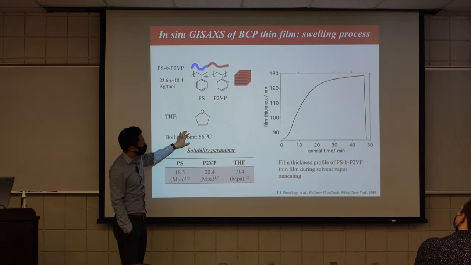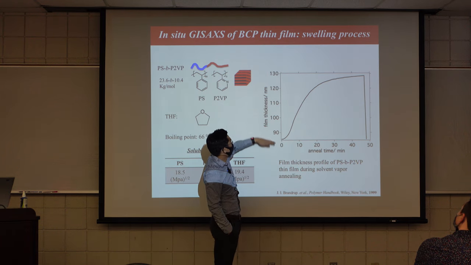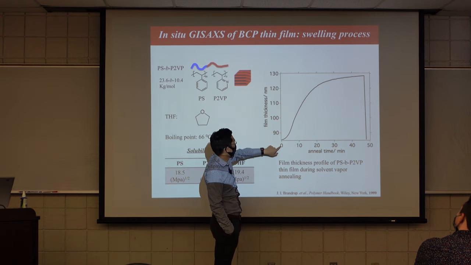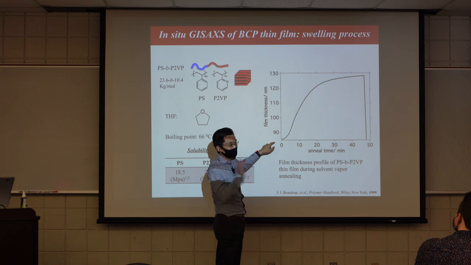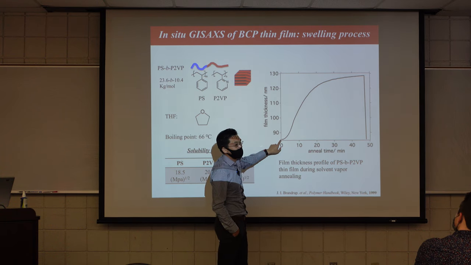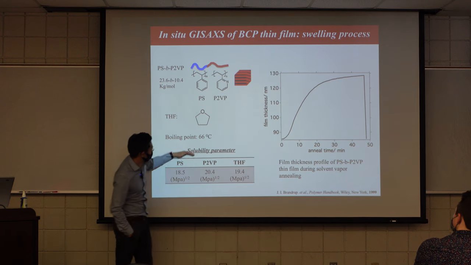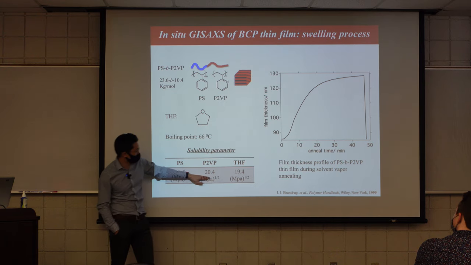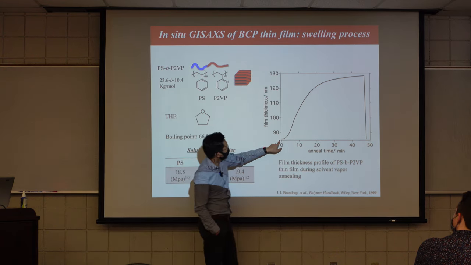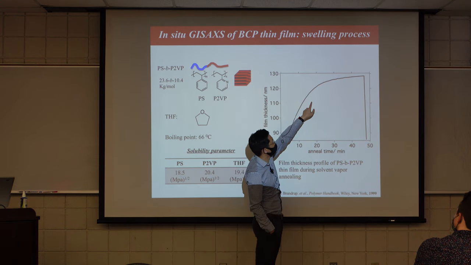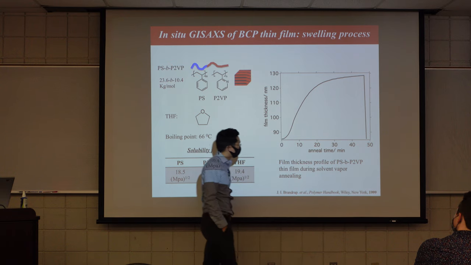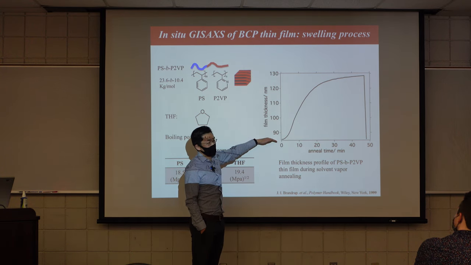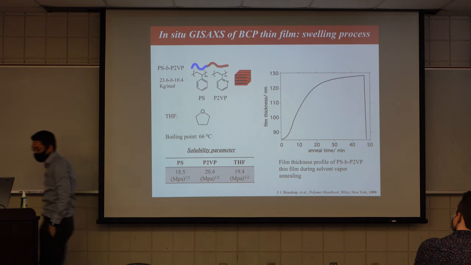We use THF to swell it, and we can monitor how fast it's being swollen by looking at the thickness profile. So when we begin swelling, the film is about 80 nanometers. Then when you start to pump THF vapors into the chamber, your film is going to absorb it, because if you look at the solubility parameter, THF is actually a reasonably good solvent, since they are very close in solubility parameter for both PS and P2VP. So your thickness will increase over time until it's almost saturated. Now this is a good way you can track how much solvent is in the sample, so you can rationalize how much solvent impacted your assembly kinetics and pathway.